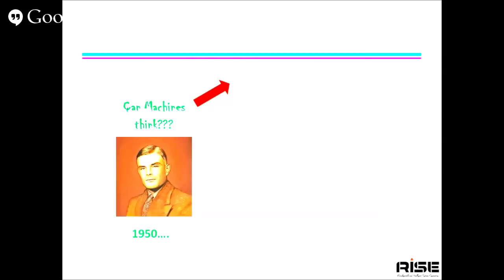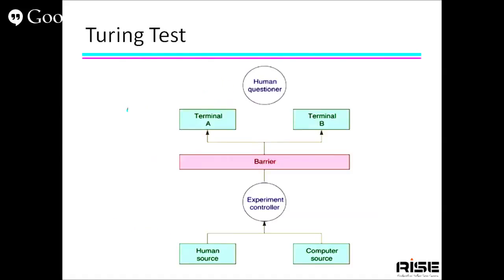To come up with a quantitative answer for this question, he posed something which is widely called the Turing test in the AI community, and the Turing test is like this. This is an experiment where there is a human questioner who can ask questions, and there's a barrier between the questioner and the experiment room, and there is a human source and a computer source. For every question by the human, the answer might come from the computer or from another human, and the task here is to find which is the computer. Or in other words, a computer is said to pass this Turing test if it is able to convince the human questioner that it is a human.